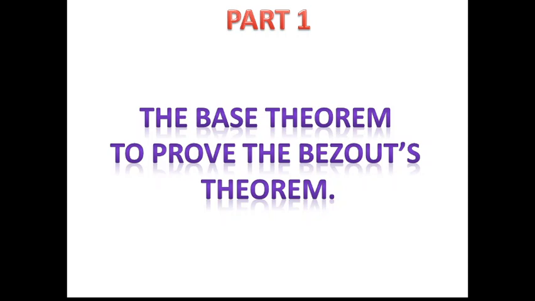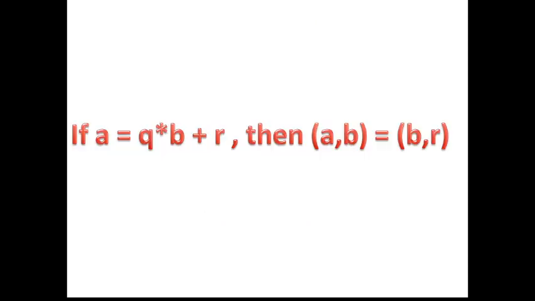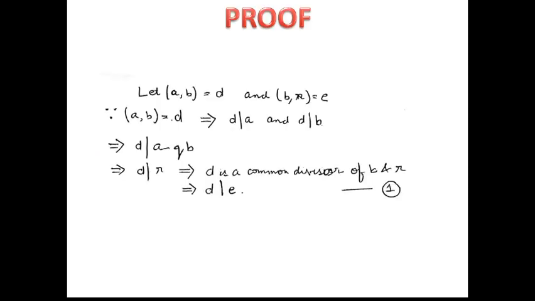See, if a positive integer A is divided by B, again a positive integer, and the quotient is Q and the remainder is R, then the GCD of A and B equals the GCD of B and R. And this we'll prove. So let's do it. We assume the GCD of A and B to be D and the GCD of B and R to be E.